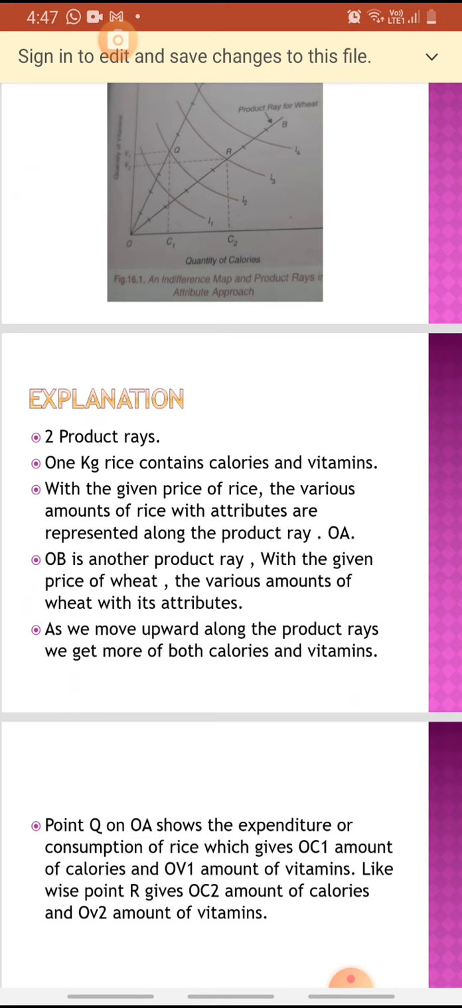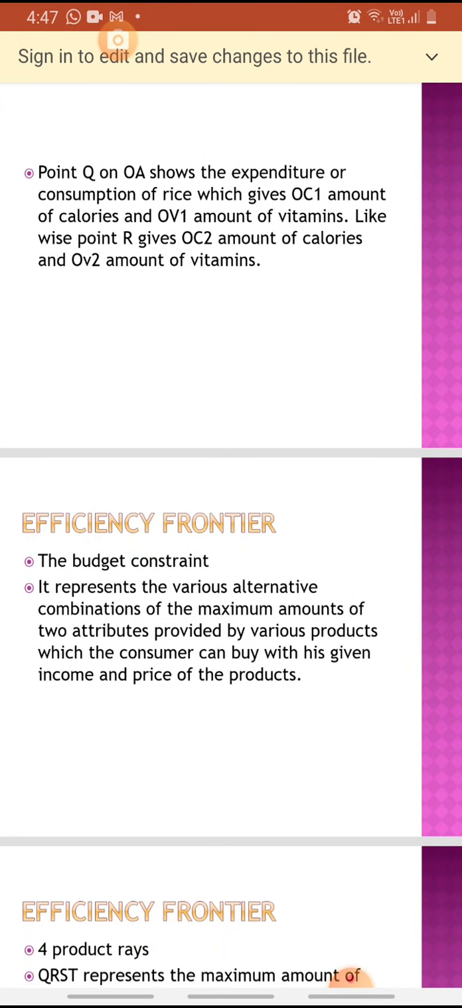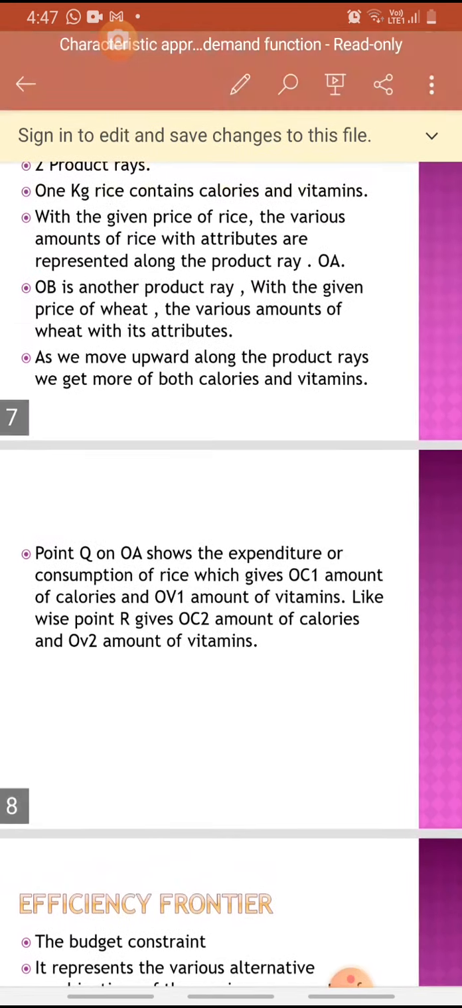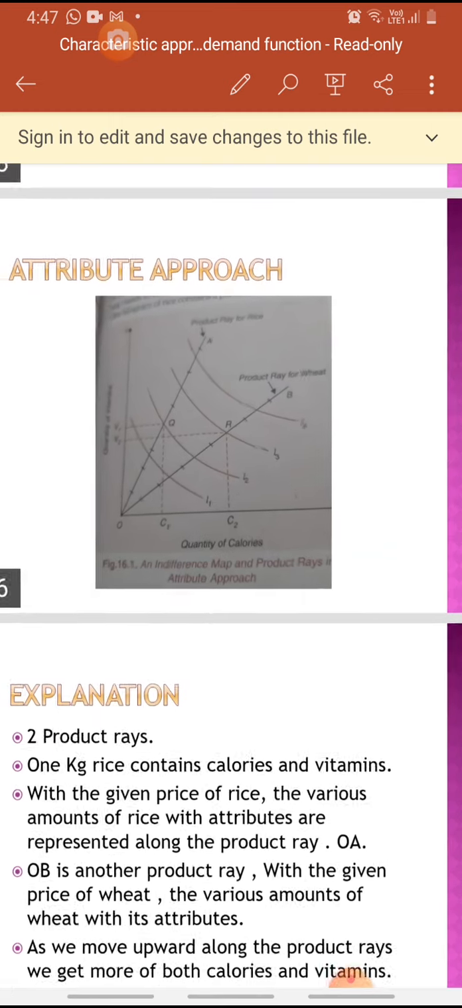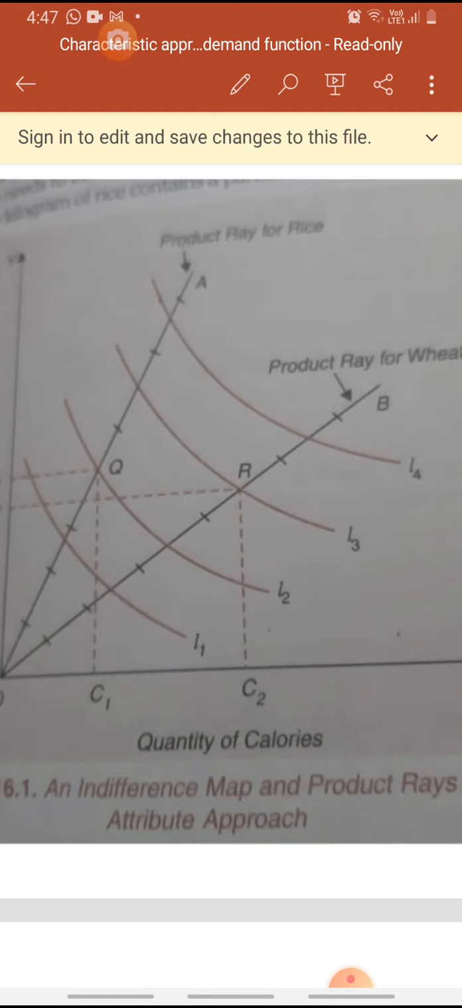As we move upwards along the product ray, we get more and more of both the characteristics, vitamins and calories. Point Q on OA shows the expenditure or consumption of rice that gives OC1 amount of calories and OV1 amount of vitamins. Likewise, point R gives OC2 amount of calories and OV2 amount of vitamins. Points Q and R are important.